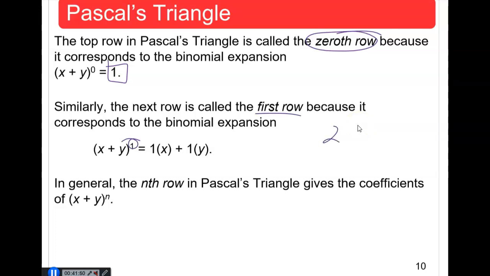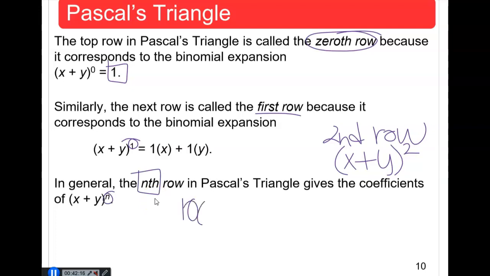So we could say that the coefficients of the second row will correspond to the binomial expansion of x plus y to the power 2. So in general, the number of the row, in this case the nth row, will correspond to the exponent that you are given here. So if we're talking about the 100th row, that row will correspond to the binomial coefficients of x plus y to the power 100.